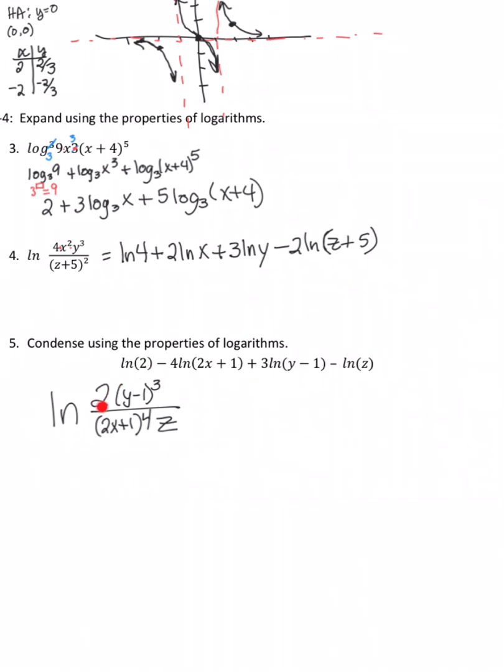That puts 2 in the numerator. The next one is negative, and 4 is the exponent. So I'm going to put 2x plus 1 to the 4th in the denominator right here. And I'm going to put, this is positive, so I'm going to put y minus 1 to the 3rd in the numerator, and then z in the denominator. So positives, all of those guys are in the numerator, all the negatives are in the denominator.